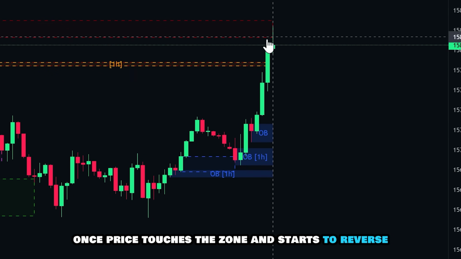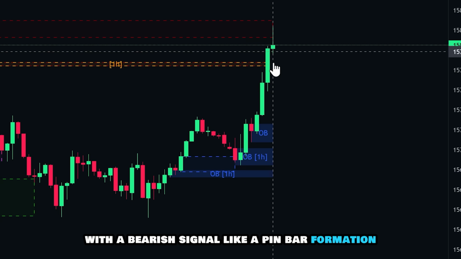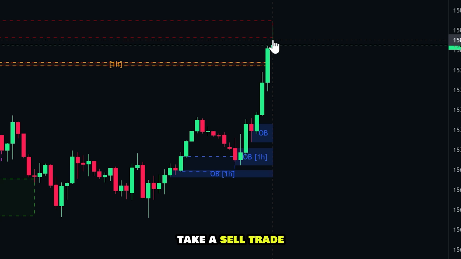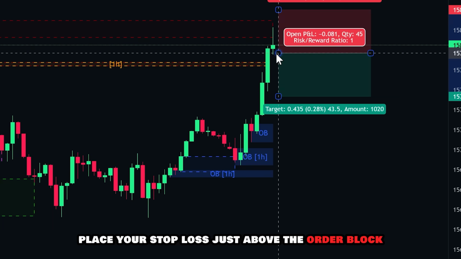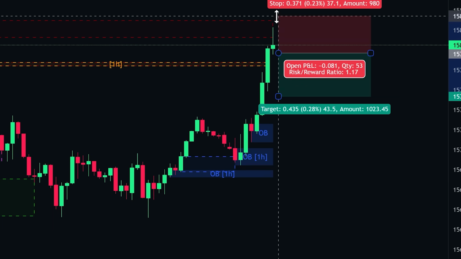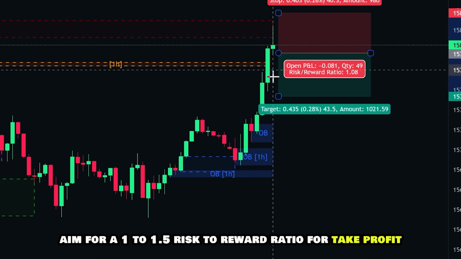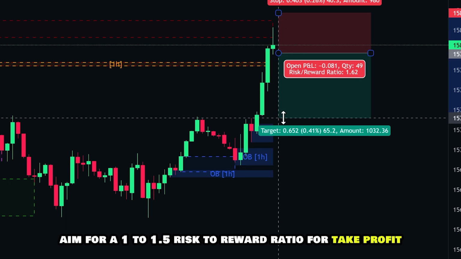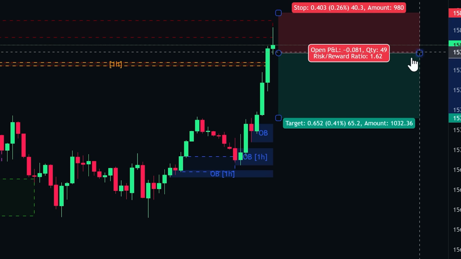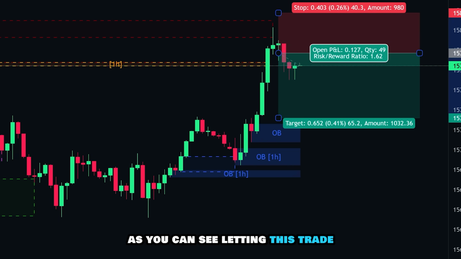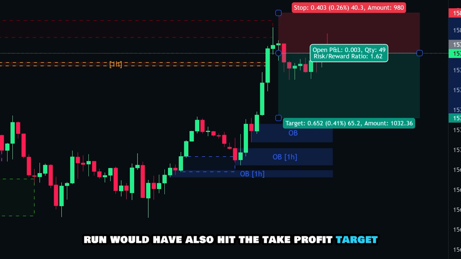Once price touches the zone and starts to reverse with a bearish signal like a pin bar formation, take a sell trade. Place your stop loss just above the order block. Aim for a 1 to 1.5 risk to reward ratio for take profit. As you can see, letting this trade run would have also hit the take profit target.